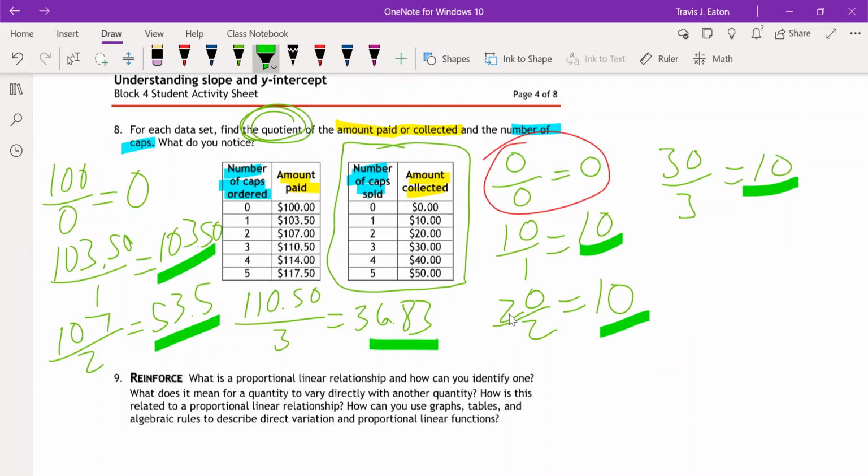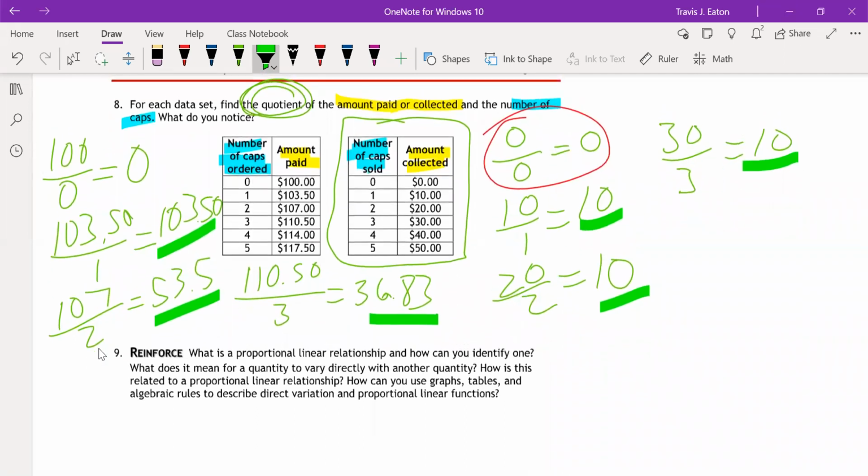What you should begin to notice is that on the table on the right, the number of caps sold versus the amount collected, when we divide the amount collected by the number of caps sold, we get a constant rate of 10, 10, 10. But on the other side, when we divide the amount paid versus the number of caps ordered, we do not get a constant amount. That quotient ends up being different every time. 103.5, 53.5, 36.83. So they're definitely not the same. They won't have that same constant of proportionality.